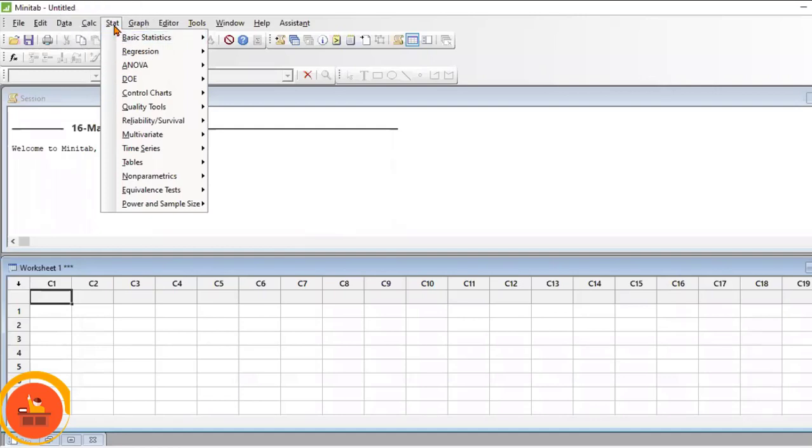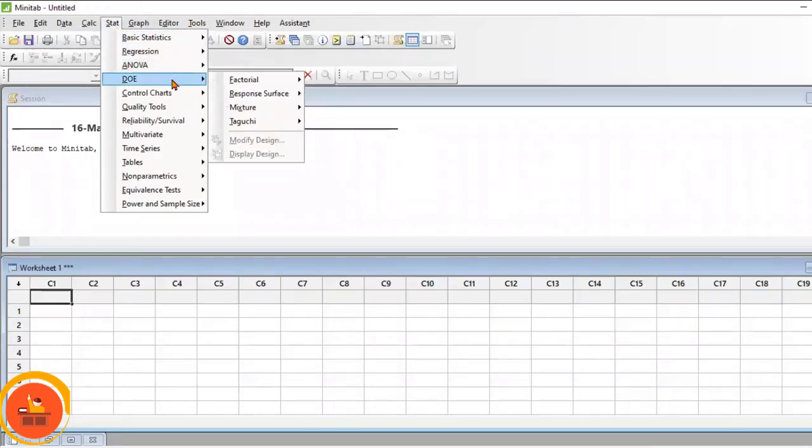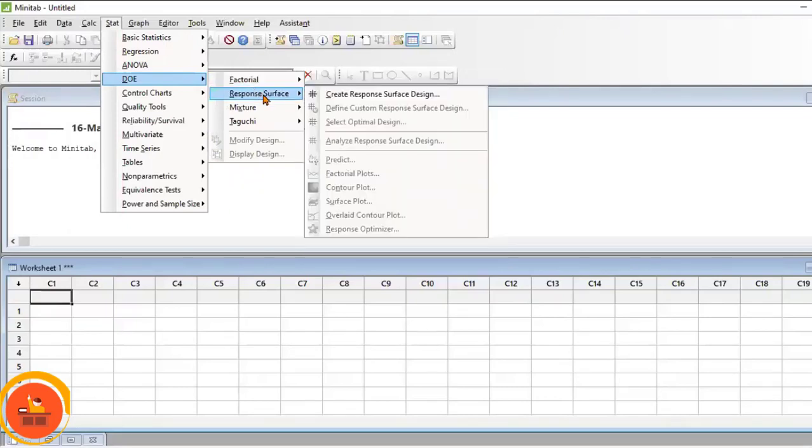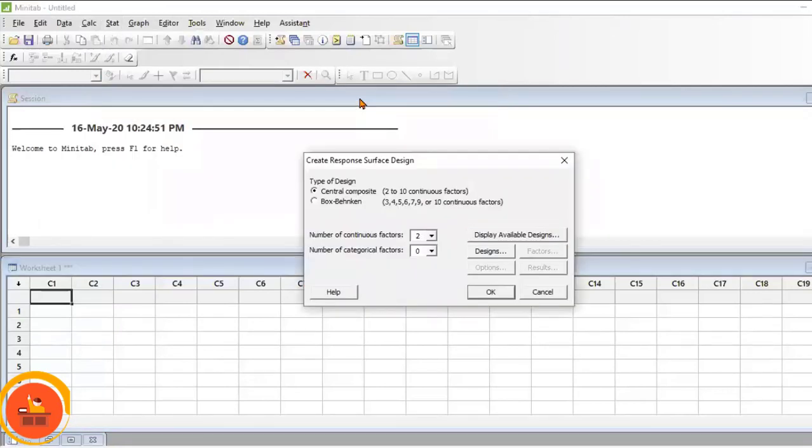In Stat, we have to go for DOE, design of experiments. Then we have to go for response surface methodology. Up to here, please check whether you are able to connect, because it is most important that you complete these things, and then proceed further. That's the reason. Next, here we will go for selecting the response surface design.